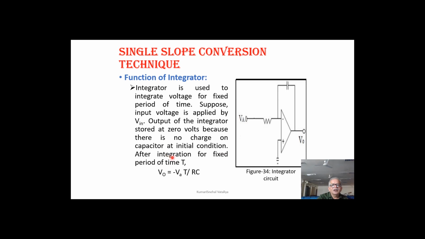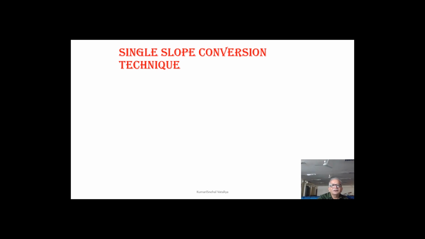After integration for a fixed period of time, VO is equal to minus VA T upon RC. The RC time constant is dimensionally equal to T, so they will cancel, and therefore dimensionally the equation is correct. VO is proportional to minus VA with this proportionality constant. T is the time taken, RC are the dimensions, and there will be a negative slope because you are applying to the negative terminal. If you apply to positive, it will be a positive slope. And then try to see what happens.